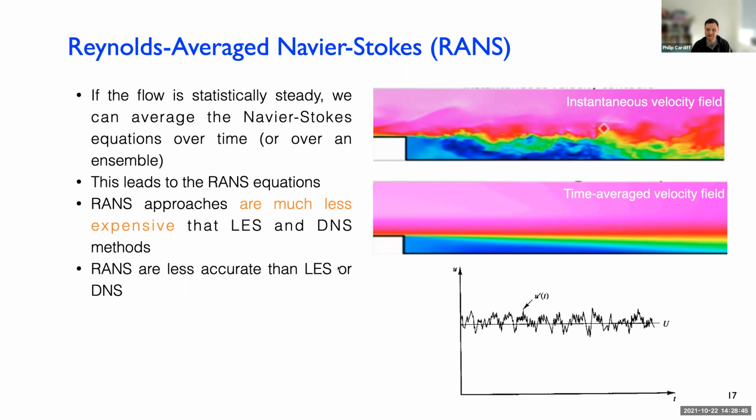So RANS is less accurate than LES, and LES is less accurate than DNS, but RANS is computationally cheaper than LES, and LES is computationally cheaper than DNS.